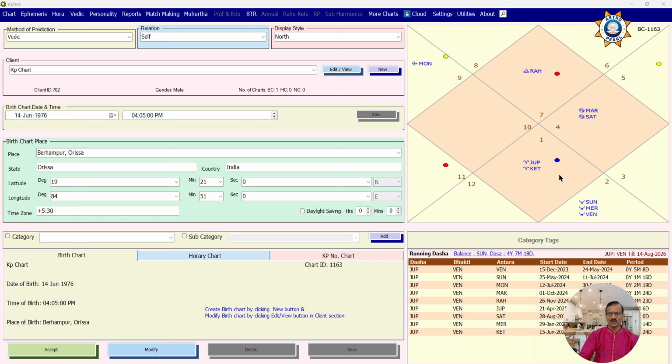Did you notice that here Jupiter and Ketu are in the 7th house, the Moon is in the 3rd, Rahu is in Lagna, Mars and Saturn are in the 10th house, and Sun, Mercury, Venus are falling in the 8th house? So let's go into the Bhavchalita.